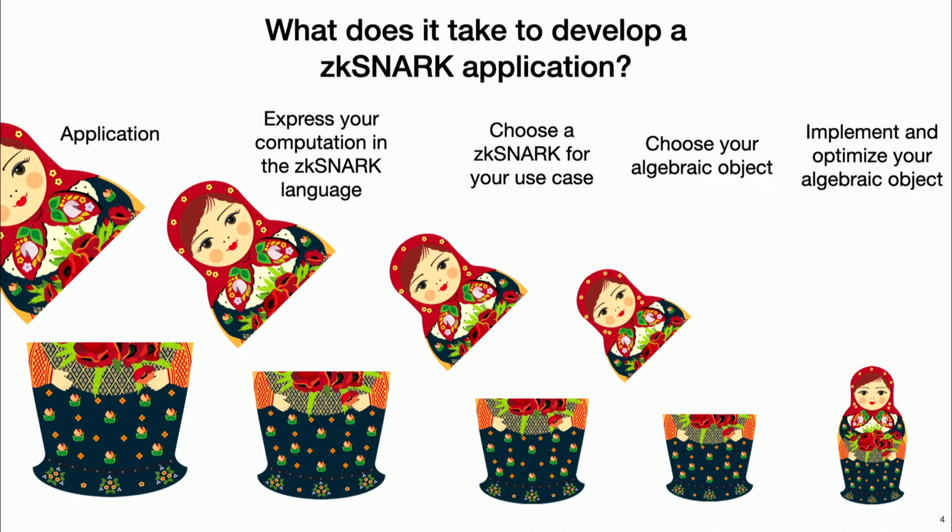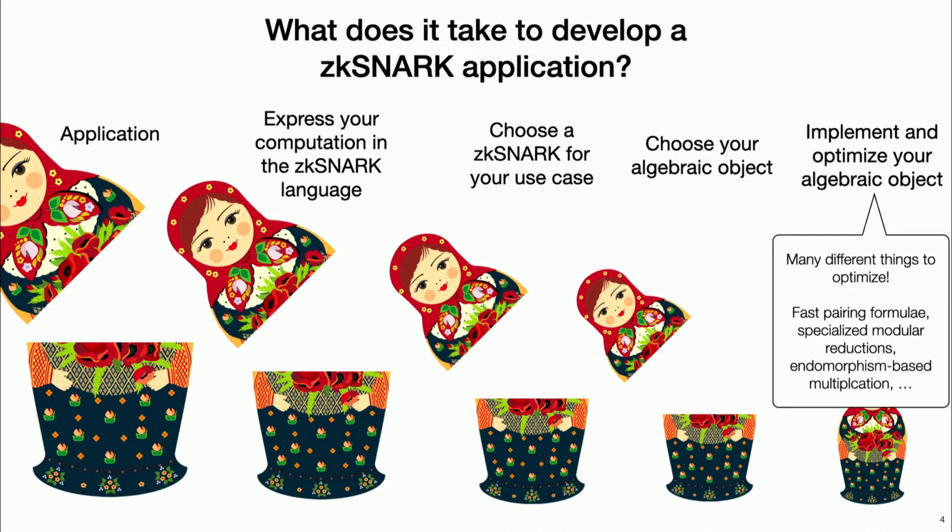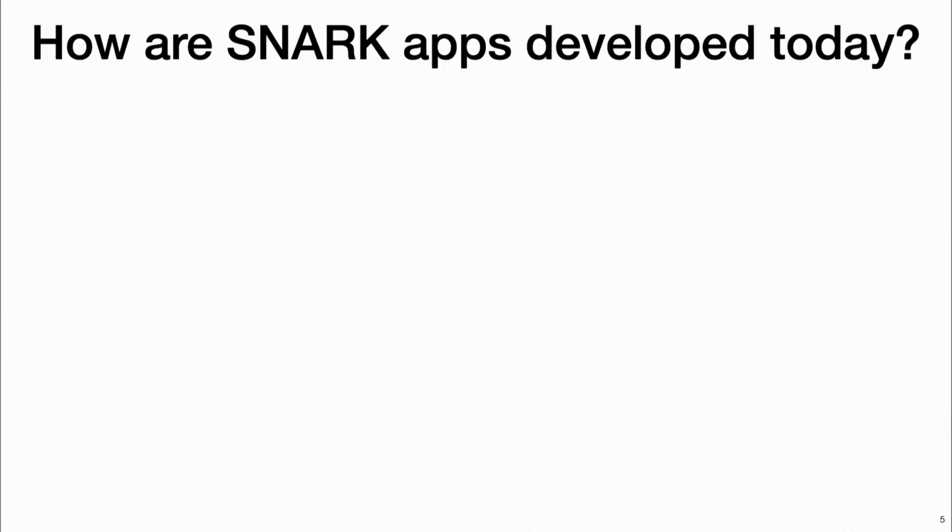You might still, if you choose a novel elliptic curve, you have to create an efficient and optimized implementation of this elliptic curve or finite field. And again, there's a lot of decisions to be made here. If your modulus has a special form, then you might be able to do specialized modular reductions. You might have special endomorphism-based scalar multiplications. The list is endless. So as a result of this, what we find today is that there's numerous snark frameworks which all re-implement parts of this sequence of, I guess, the stack.